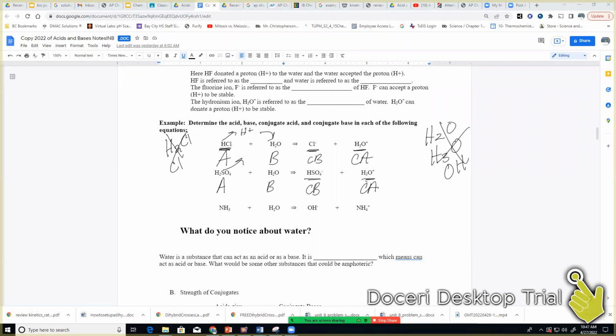All right, on the next one, my ammonia, NH3, was it an acid or base? Base. Once again, it went from NH3 to NH4. So it accepted, and in this case, water was an acid. It donated, and it went from water to the hydroxide, which would be its conjugate base. So water can act as an acid or it can act as a base, and that is called amphoteric. And amphoteric is a substance that can act as an acid or a base. So it can either donate a hydrogen or it could accept a hydrogen.